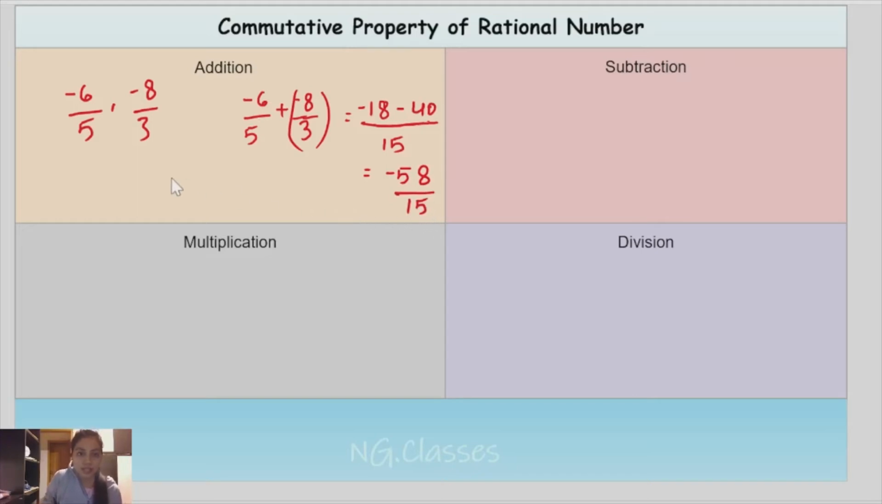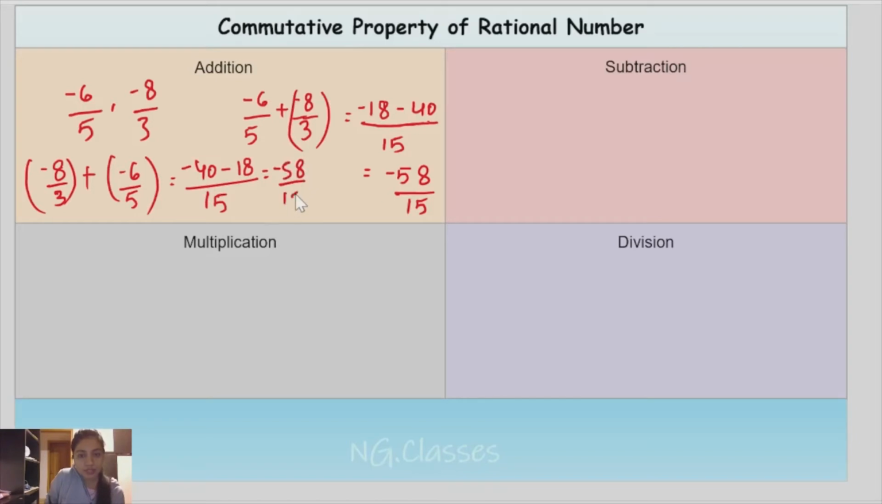Now change their place and check it. So if I will write minus 8 by 3 at first and then minus 6 by 5, we will get 15, minus 40 minus 18. That is minus 58 by 15 only. So when I am changing the place, both the answers are same. So yes, addition is commutative for rational number as well.